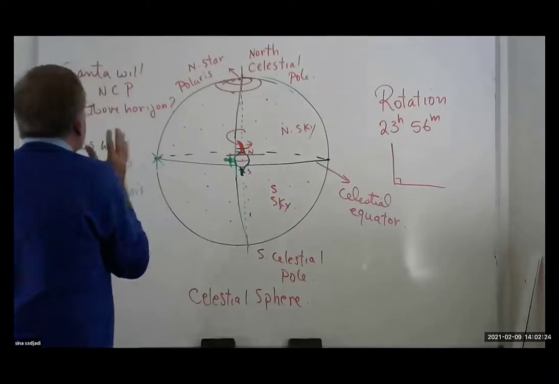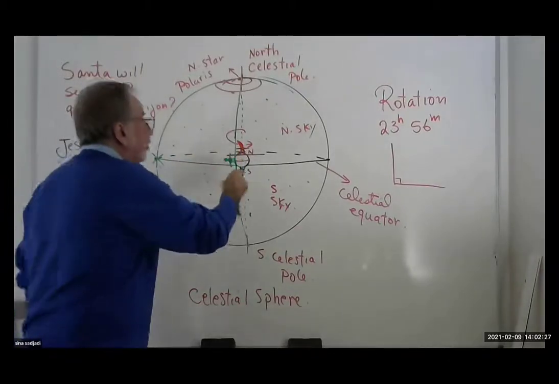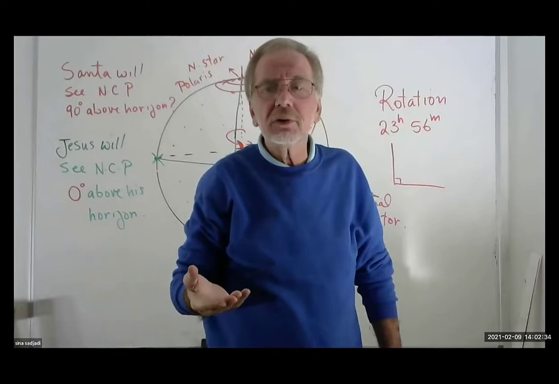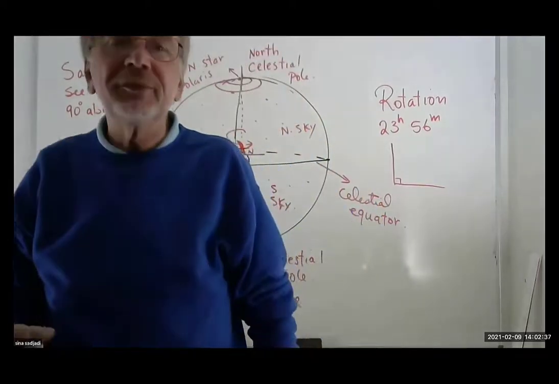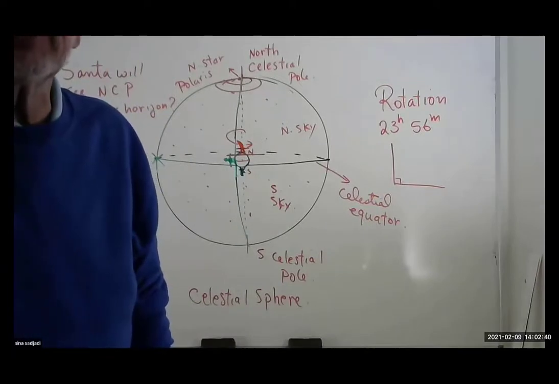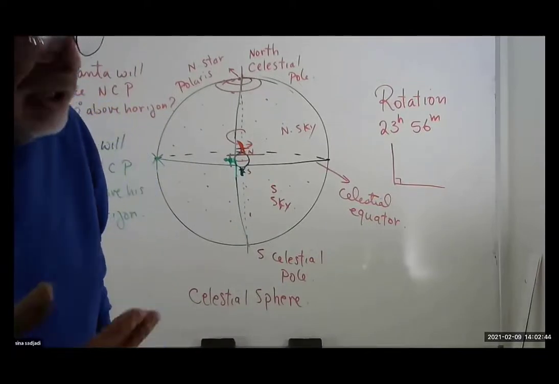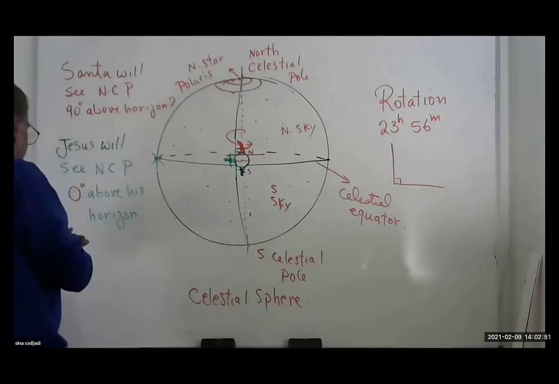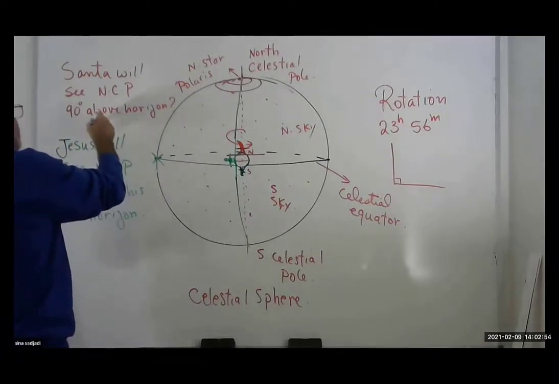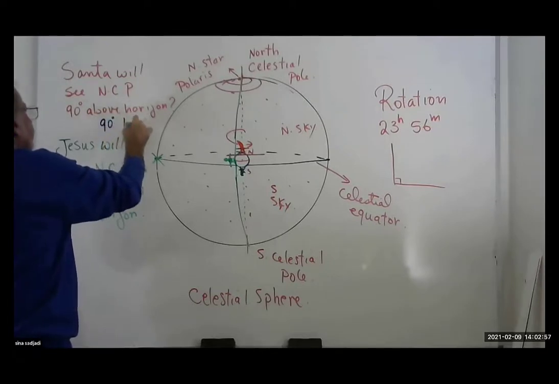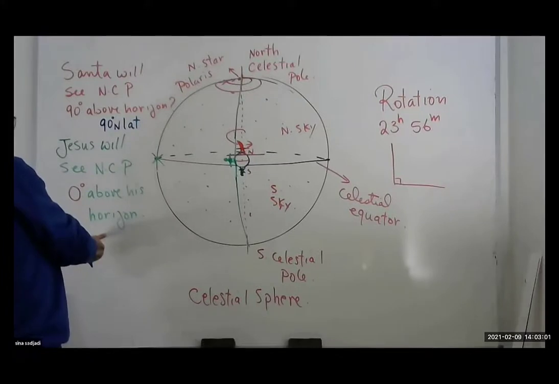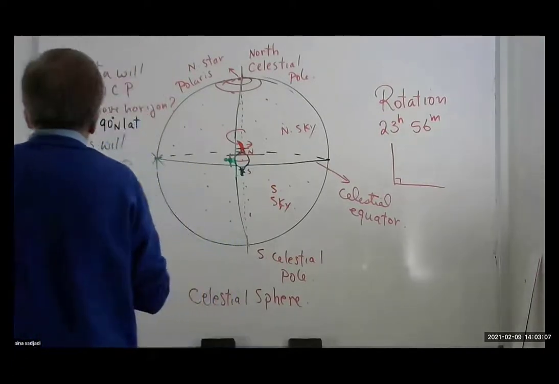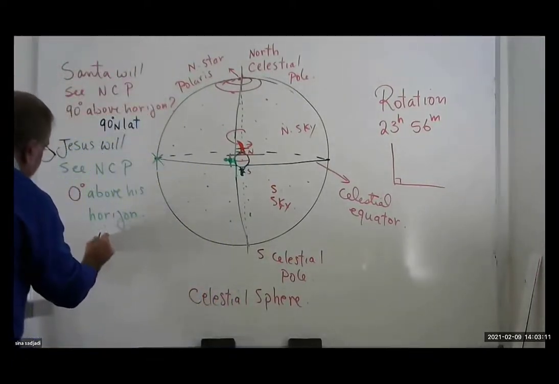All right, so question. Santa sees the North Celestial Pole on top of his head, 90 degrees. He looks up, he sees it. What is Santa's latitude? North Pole of the Earth. 90. So Santa, at 90 degrees north, sees the North Celestial Pole 90 degrees above his horizon. So, 90 degree north latitude. What about Jesus? What's his latitude? He lives at the equator. Zero? Because it's zero. Very good. Thank you. So his latitude is 0 degrees.